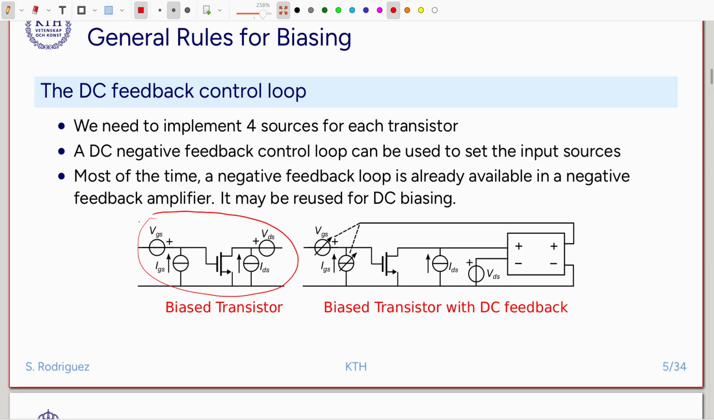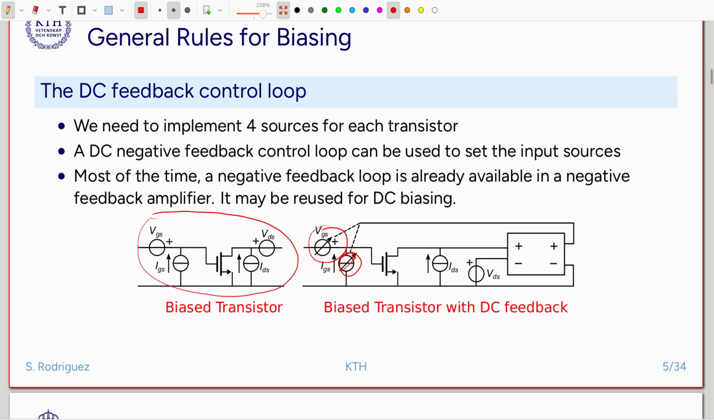Okay, so in that case, if we have this loop, we can control the current source at the input here and the voltage source at the input here. Now, very often we already have this DC loop in our circuit. In particular, if we are designing a negative feedback amplifier, there is a loop already in the design. So very often we can reuse this feedback in order to control these input sources.